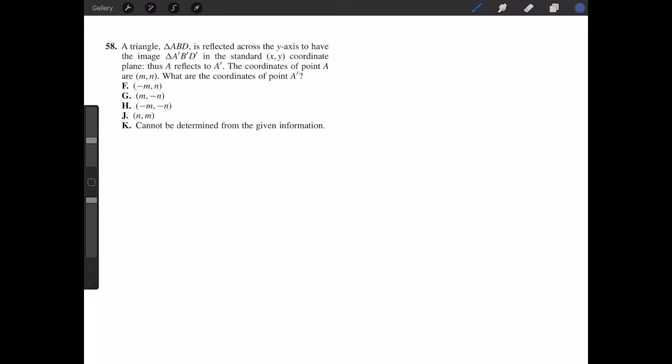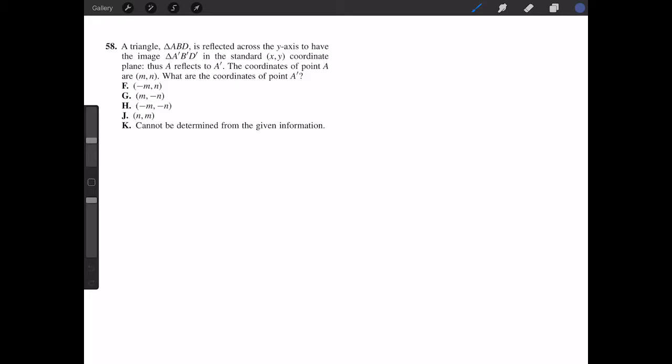58 reads, a triangle ABD is reflected across the y-axis to have the image triangle A prime, B prime, D prime in the standard xy coordinate plane. Thus, A reflects to A prime. The coordinates of point A are m, n. What are the coordinates of point A prime?